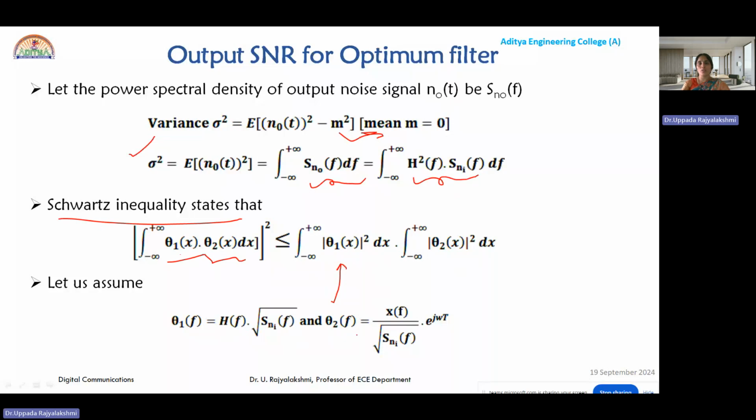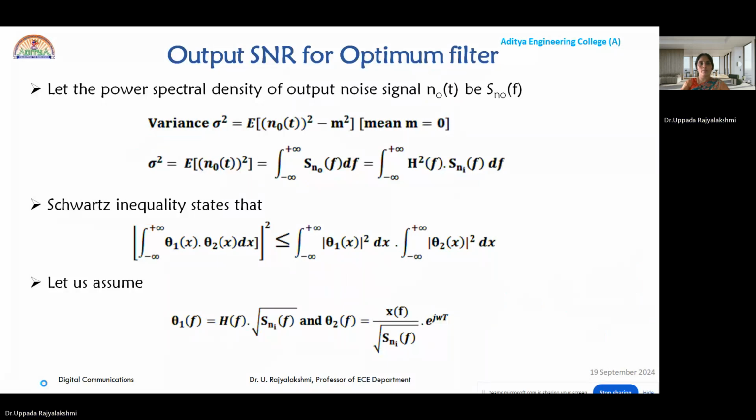And we are assuming theta 2 of f as X of f into root SNI of f e power j omega t. Because rho max is the square of the output SNR. So in the numerator, you should get x naught of f whole square by sigma square. So for that, you are just multiplying theta 1 of f and theta 2 of f in the numerator.